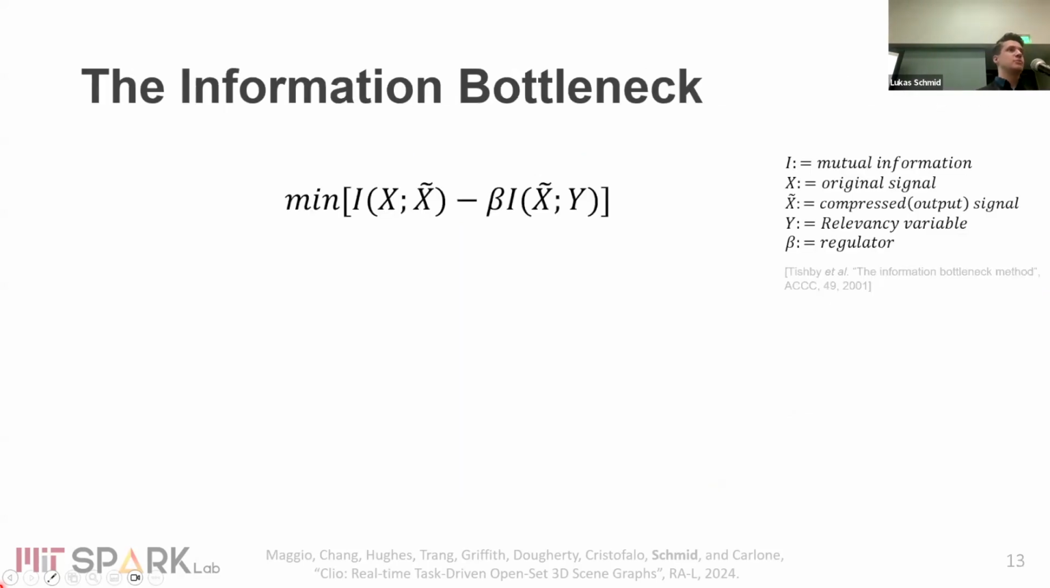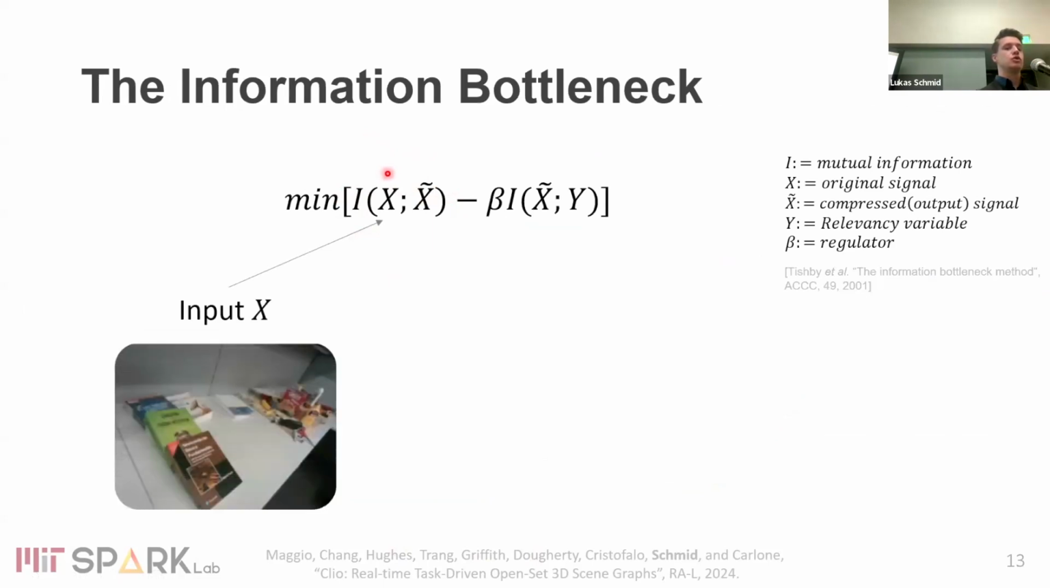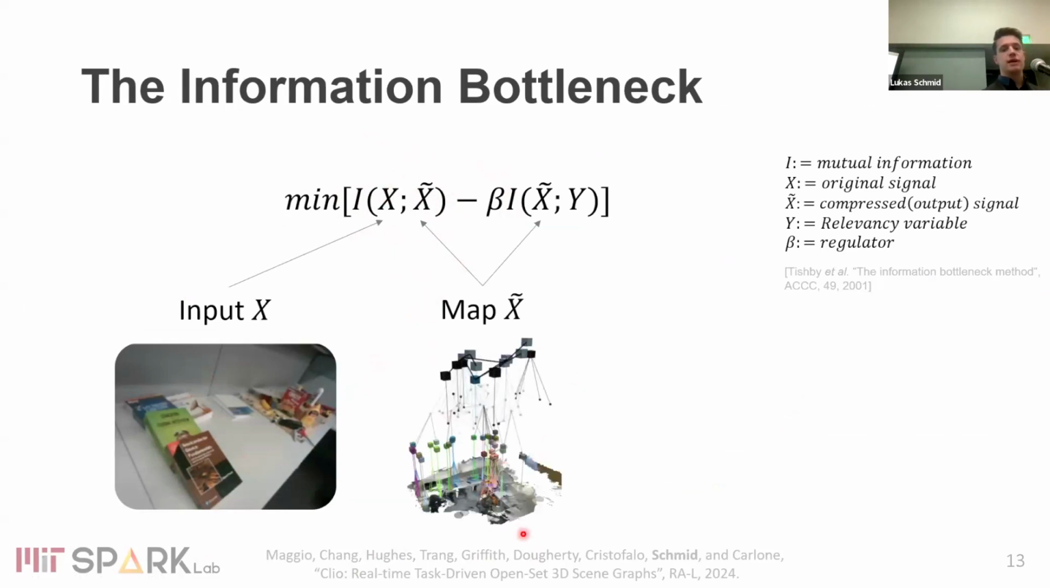So our answer to this question is actually based on a very nice piece of information theory, which is called the information bottleneck, where we essentially try to find, or we're given an input signal X, which could be sensor data from the robot, and we try to find a compressed representation X tilde. In our case, this would be the scene representation, parameterized as a hierarchical 3D scene graph.